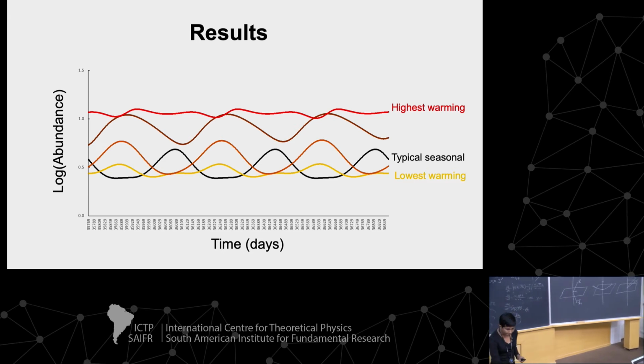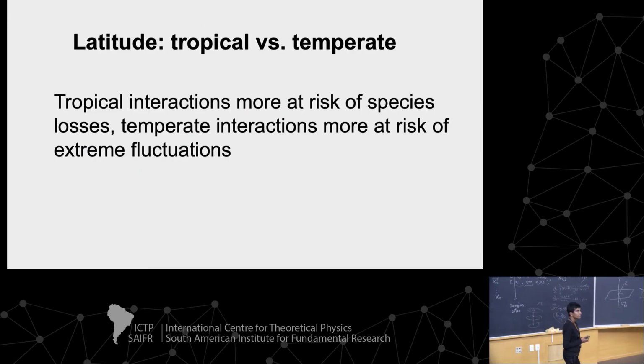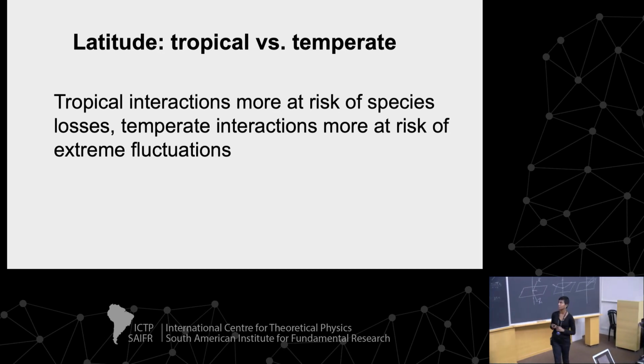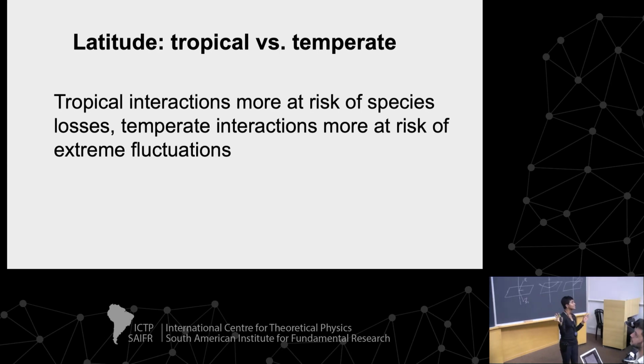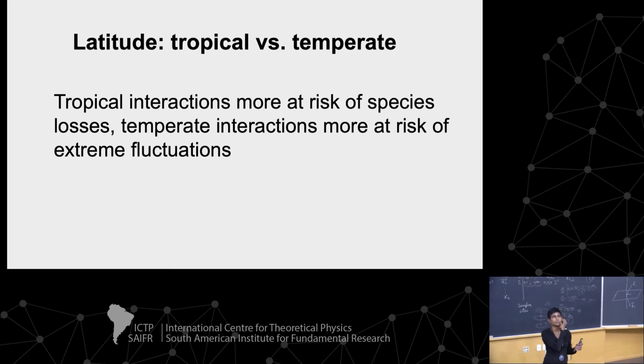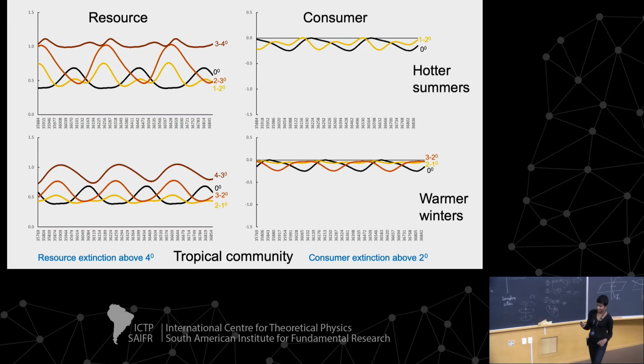Now, let's first look at the effects of latitude. And I'm going to do this theorem proof style. I'm going to give you the answer and show how we came about it. So we are going to find out that tropical interactions are more at risk of species losses, while temperate interactions are more at risk of extreme fluctuations. Okay. And this here now, short of running a simulation that would take 2 hours, I can't actually show you how I got there, but this is published, and so you can actually go and read it.